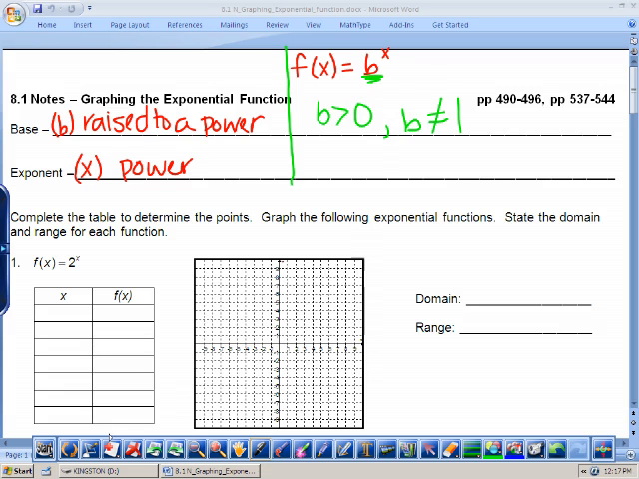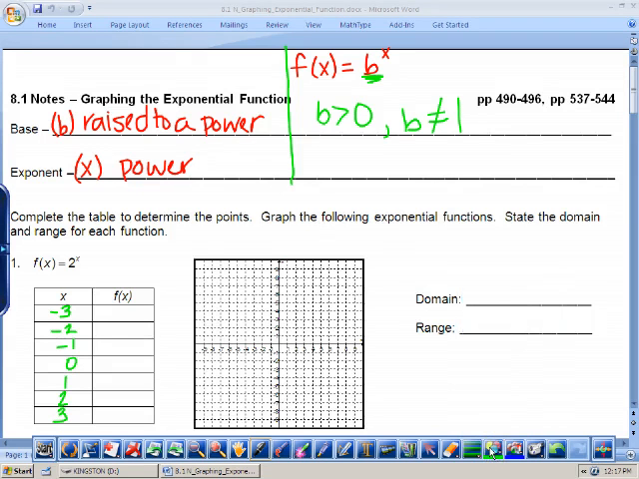All right, look at number 1. F of x equals 2 to the x. This is one of our parent functions. What is the base? 2. What's the power? How do I know this is exponential? Because the variable is in the exponent. All right, so we're going to go ahead and fill out this table from negative 3 to 3. Are there any restrictions on that? No, you're going to see that in a minute when we look at the domain.